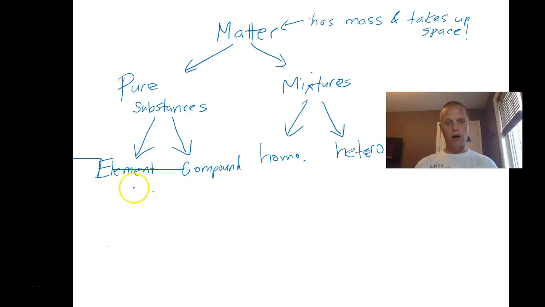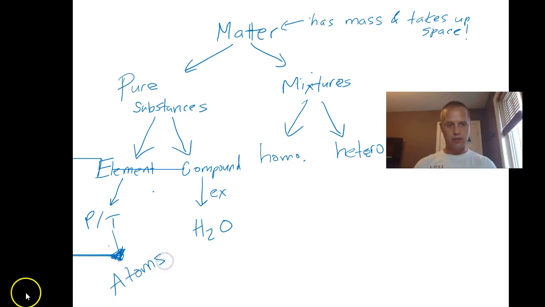Elements are single things that are found on the periodic table. Compounds are also found on the periodic table, but they're combinations. So for example, if we said H2O, that is a compound. It's made up of two hydrogens and one oxygen. So we really need to know a little bit about the periodic table before we can learn about atoms, because the simplest element that you can have are atoms.